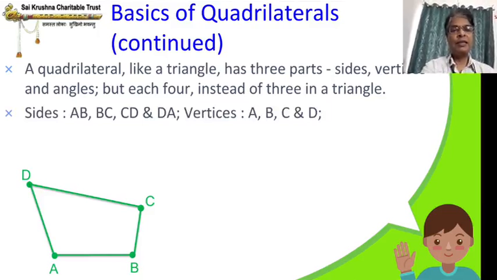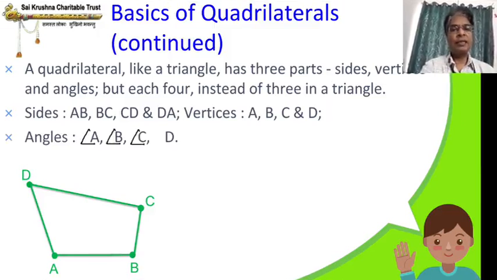Let us see that AB, BC, CD and DA. There are 4 sides. Vertices A, B, C and D, 4 vertices are there. Similarly, 4 angles are there. All the 3 components are 4.